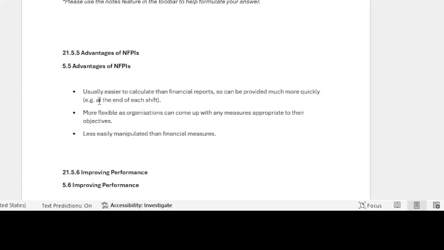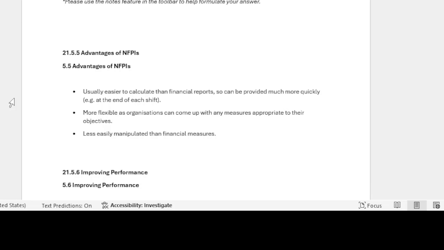Okay, if there are no challenges, let's look at the advantages of having non-financial performance indicators. Some of the advantages are that they are usually easier to calculate than the financial report, because they can be provided in a much shorter time, or calculated very quickly. Then they are more flexible, as organizations can come up with many measurable approaches to their objectives, vis-a-vis financial performance indicators, which have a specific way of being attained.